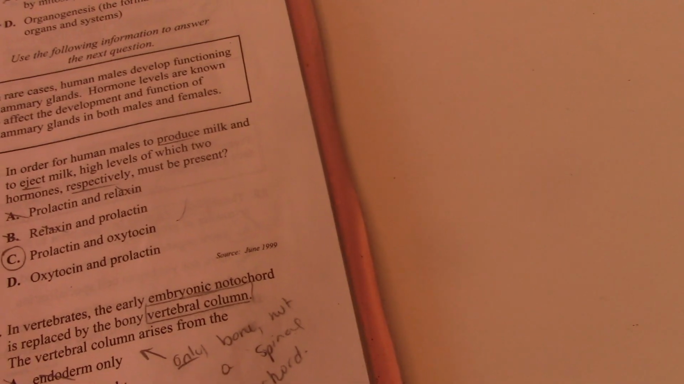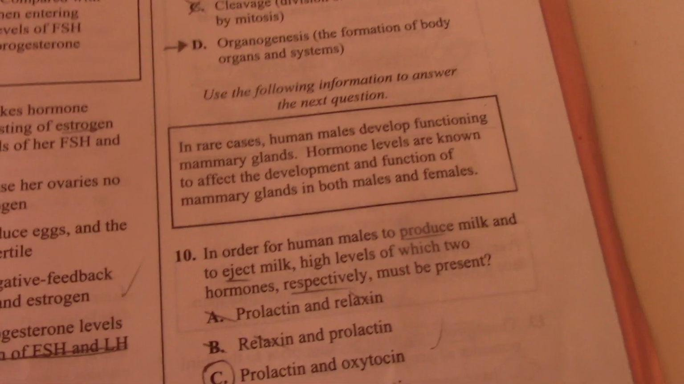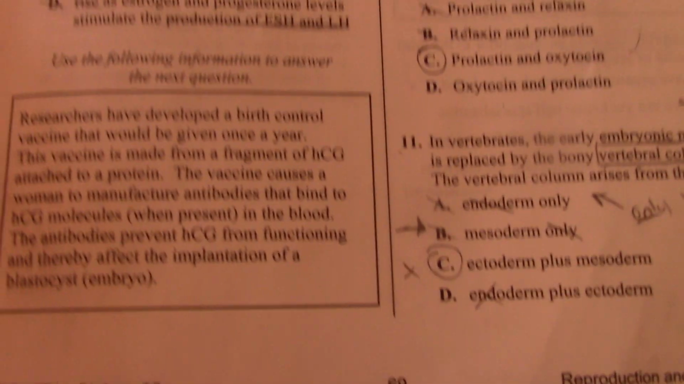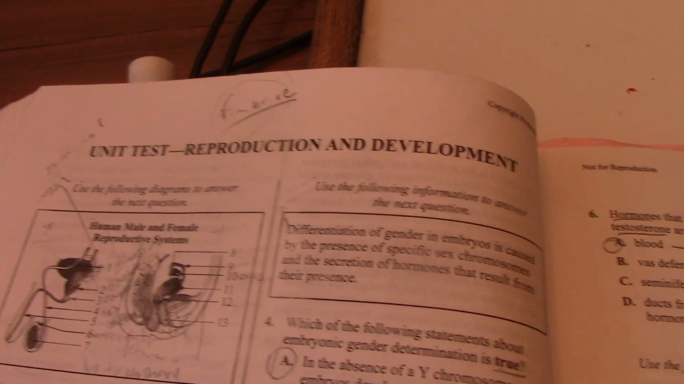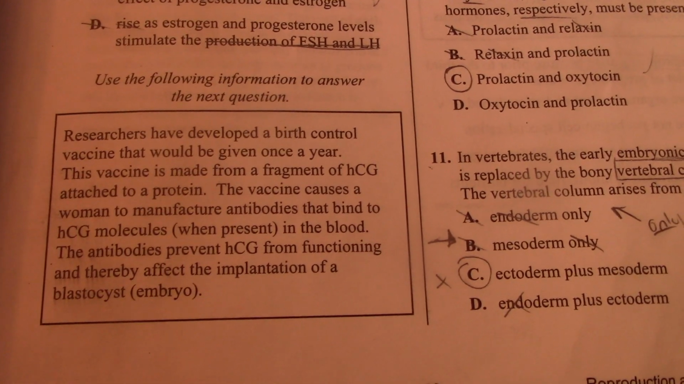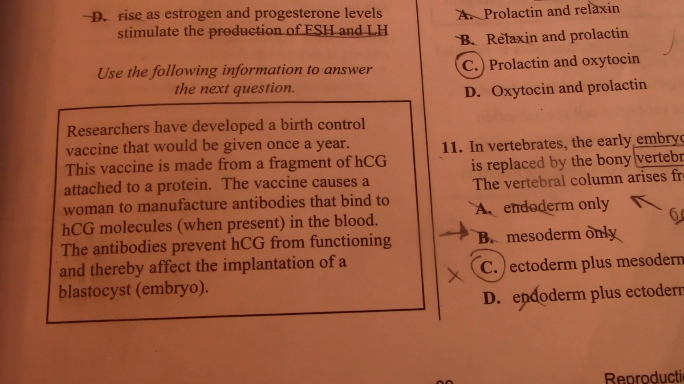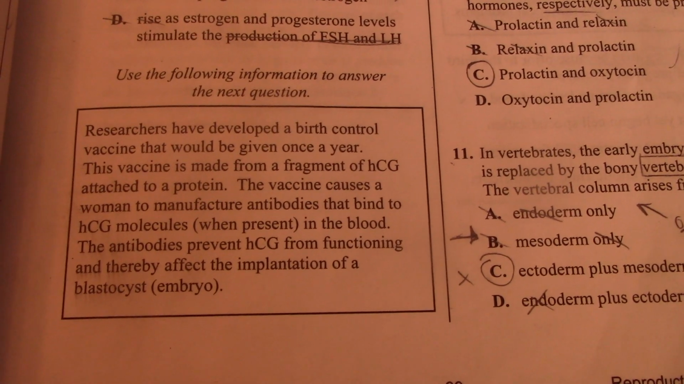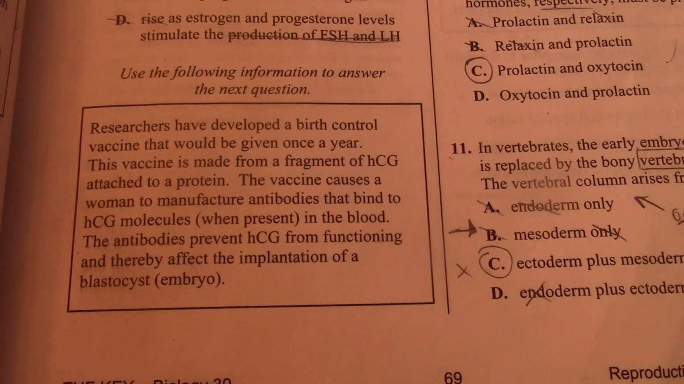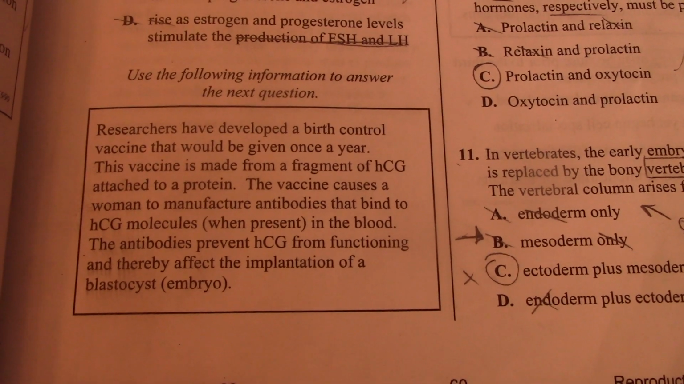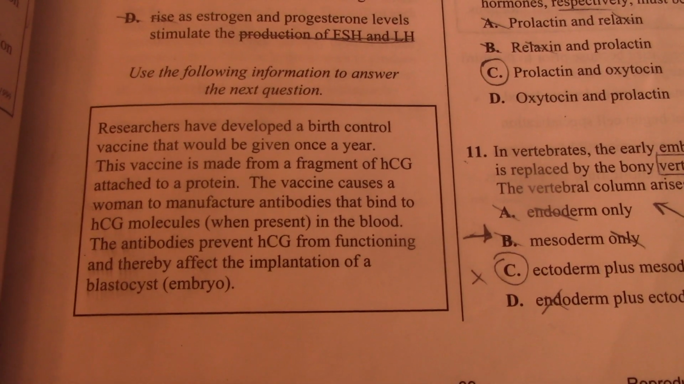Okay, so there are quite a few very good human development questions in the unit test here as well. Question 8, right, if we look at this, it says researchers have developed a birth control vaccine that would be given once a year. This vaccine is made from a fragment of HCG attached to a protein. The vaccine causes a woman to manufacture antibodies that bind to HCG molecules present in the blood. The antibodies prevent HCG from functioning and thereby affect the implantation of a blastocyst.